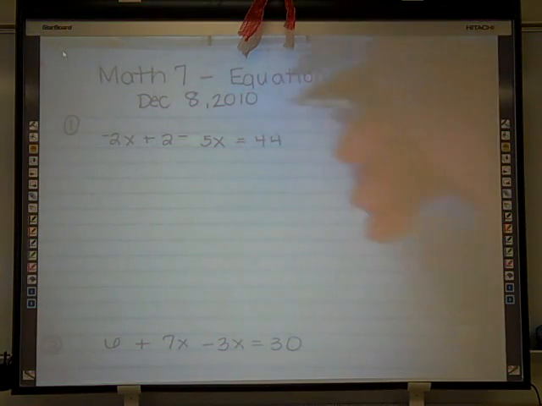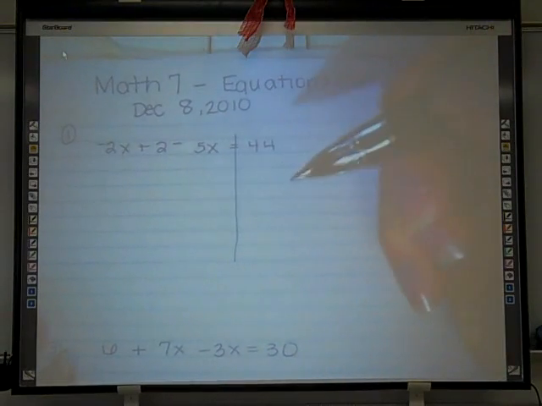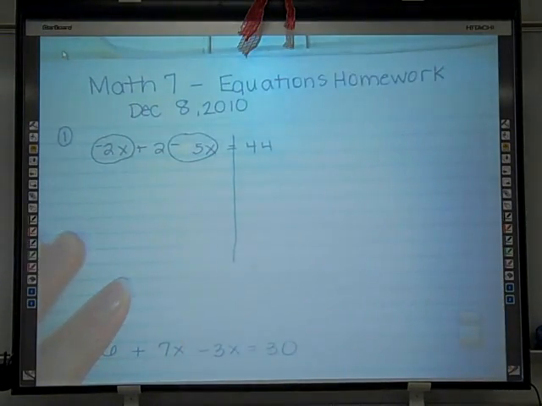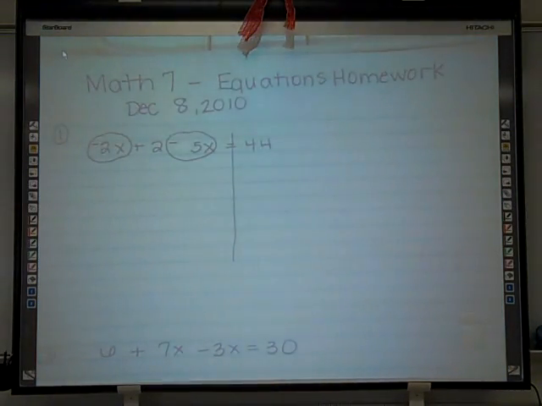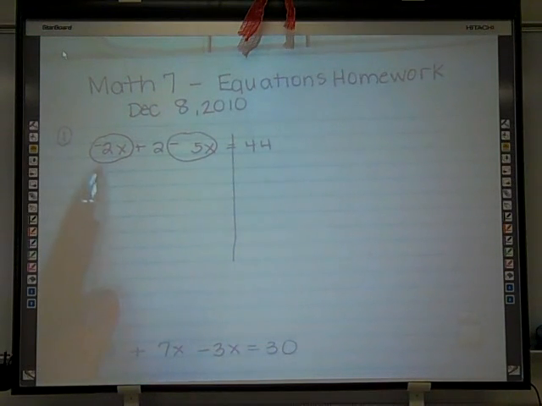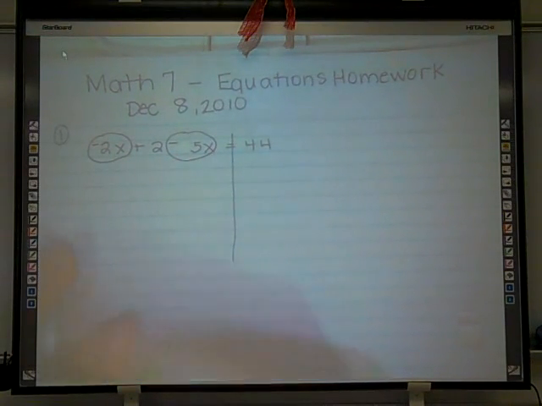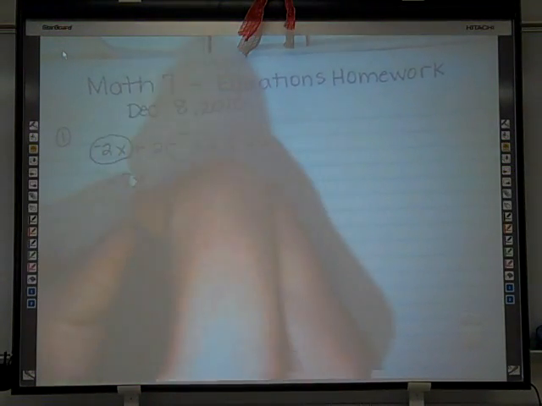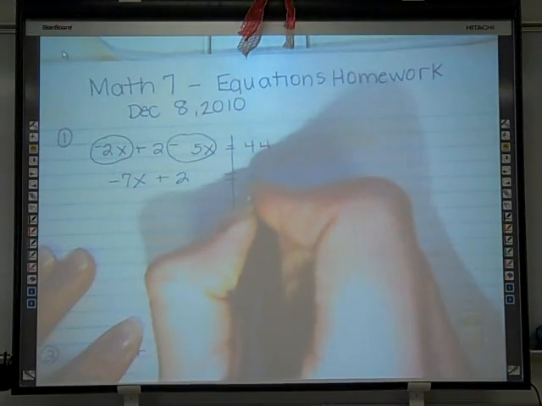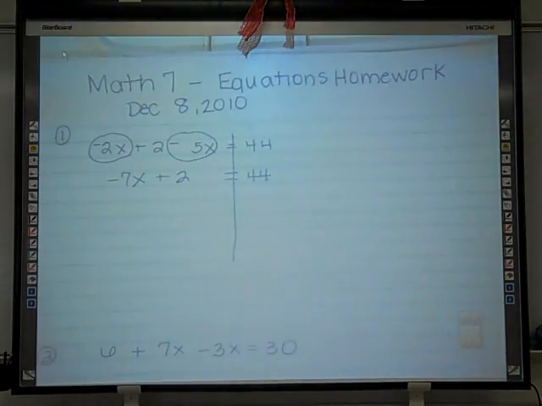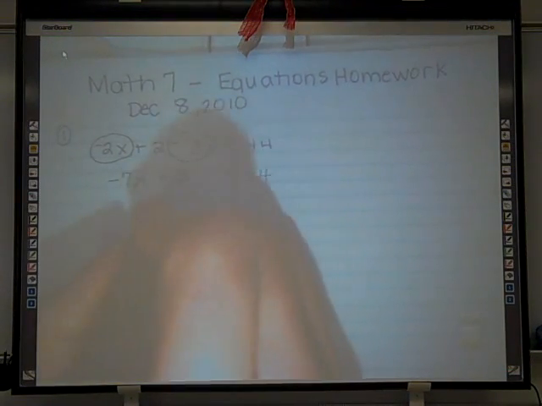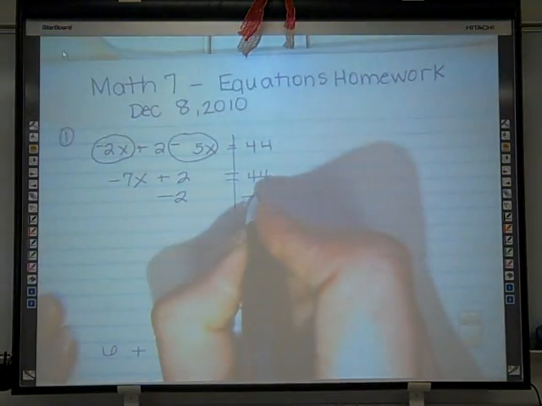Here we go. Number 1. First thing I'm going to do is circle my 2 terms that have my variables. Notice the variables are on the same side, so we're going to combine them. Negative 2 plus negative 5 will give us negative 7x. Everything else, just rewrite it. Now it's a 2-step equation that I can solve by subtracting 2 from both sides.